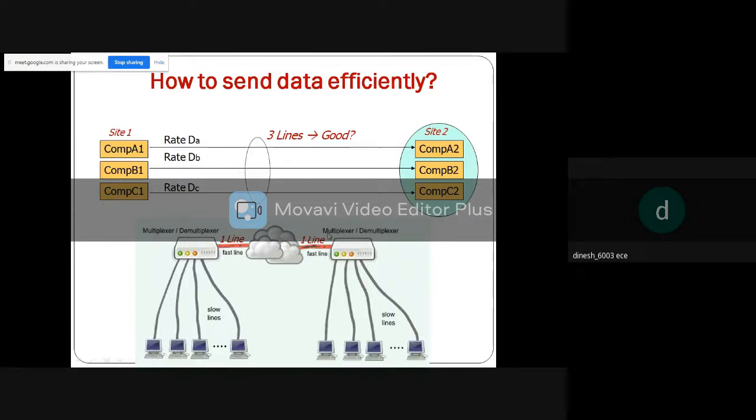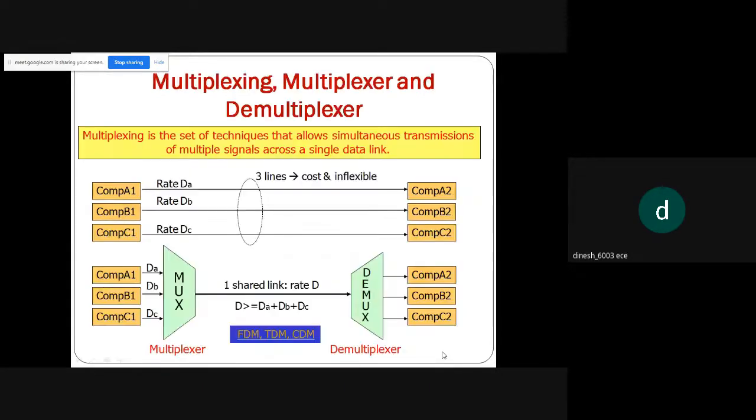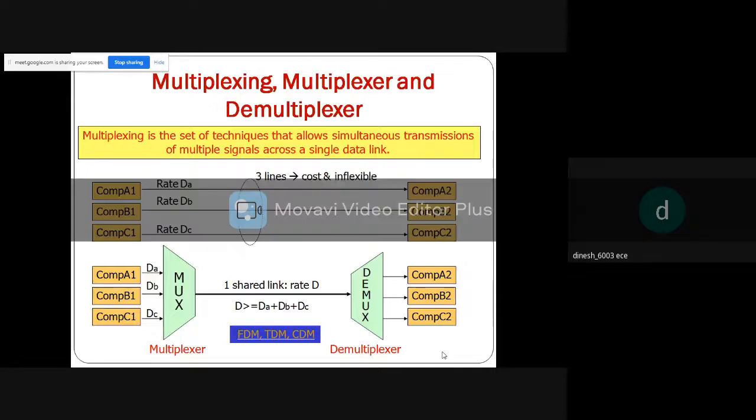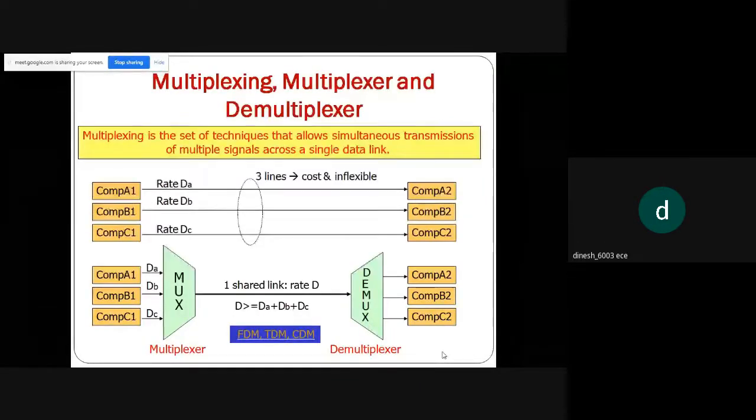At the receiver, same multiplexer, demultiplexer, then at site 2, same. So this is how this is being done. Multiplexing is a set of techniques that allow simultaneous transmission of multiple signals across a single data link. What is used inside a MUX and a DMUX is this. We'll be using FDM, TDM or CDM.